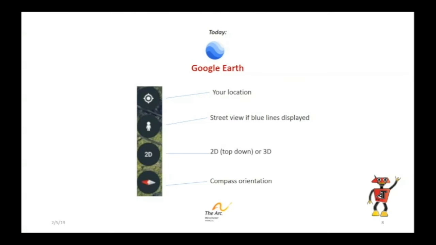We talked about north and south before. Well, here's a compass orientation. Kind of say, well, which way is your house from here? Is it north, south, east, or west? And you can get an idea from there.